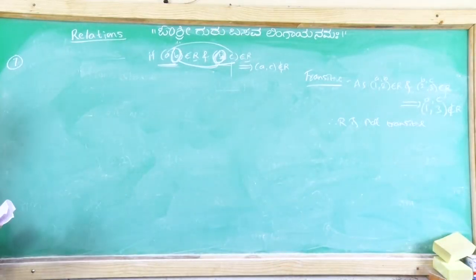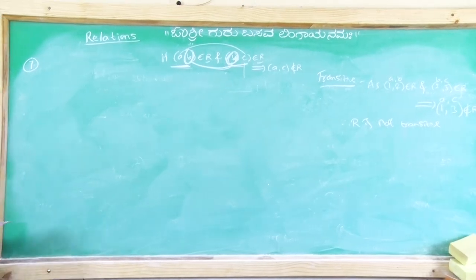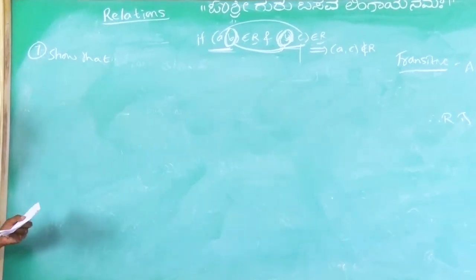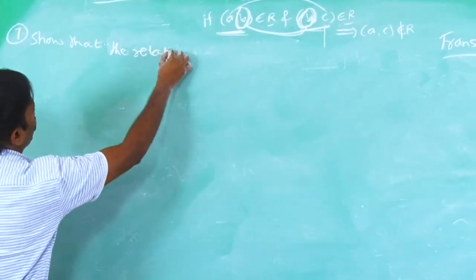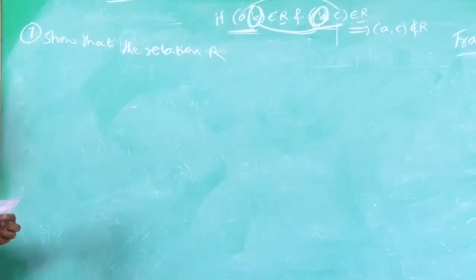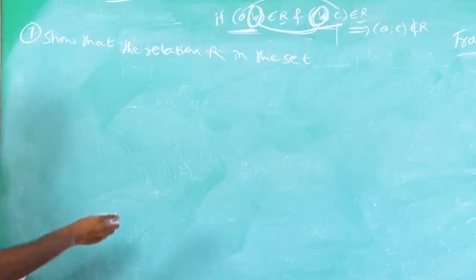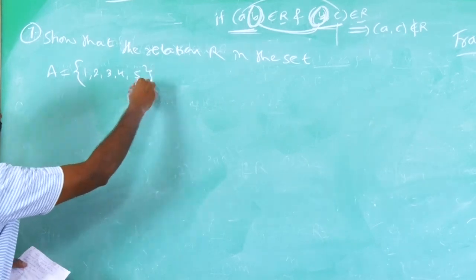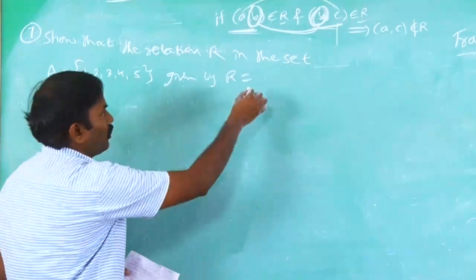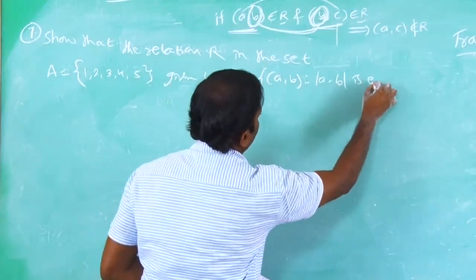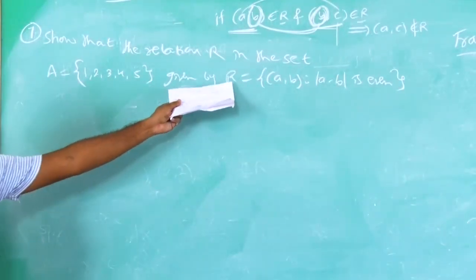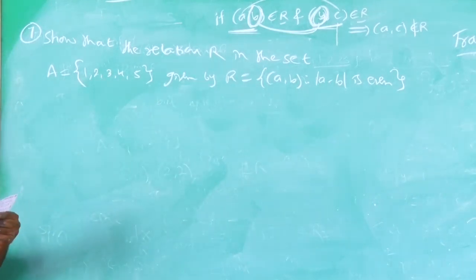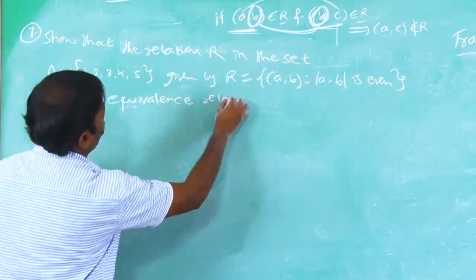Next, the seventh example. Show that the relation R in the set A equal to {1, 2, 3, 4, 5}, given by R = {(a, b) : |a - b| is even}, is an equivalence relation.